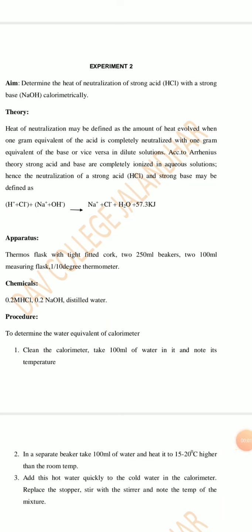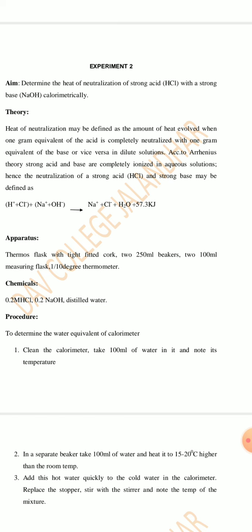Hello friends, today I will explain the calorimeter practical in physical chemistry, or thermochemistry. The aim of the practical is the determination of the enthalpy of neutralization of hydrochloric acid with sodium hydroxide calorimetrically. The experiment has the theory of the heat of neutralization.